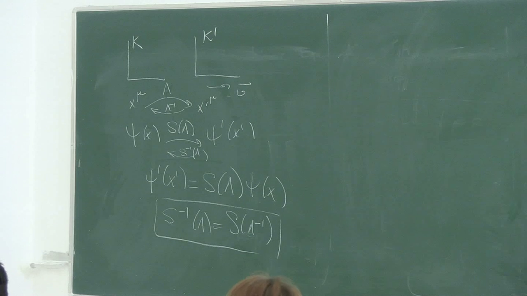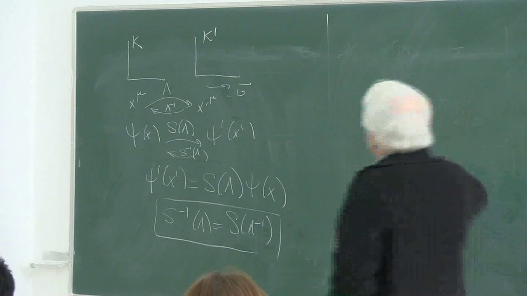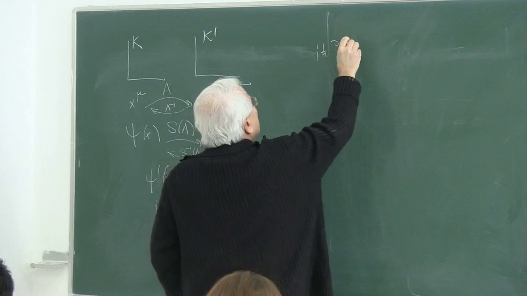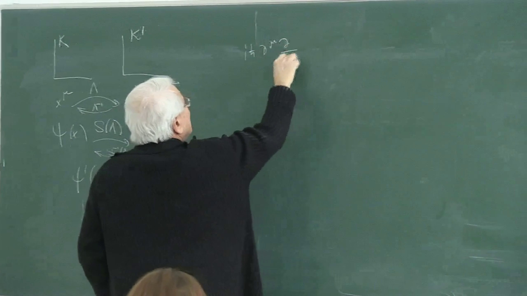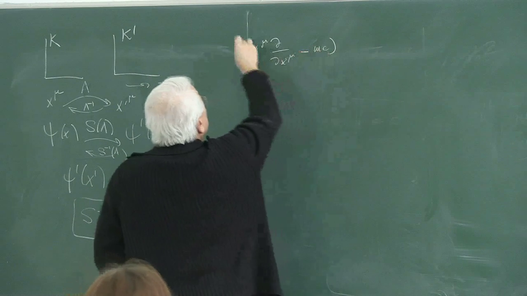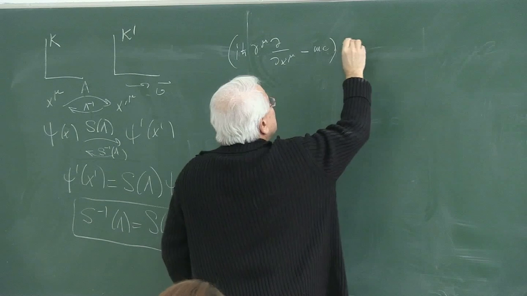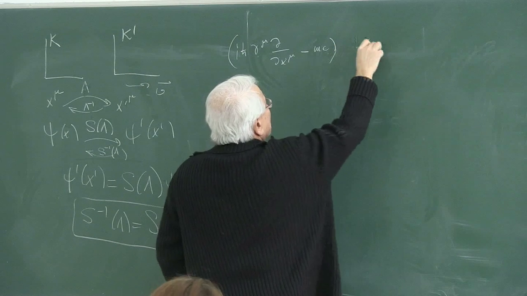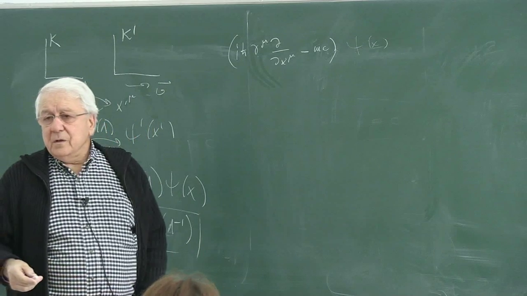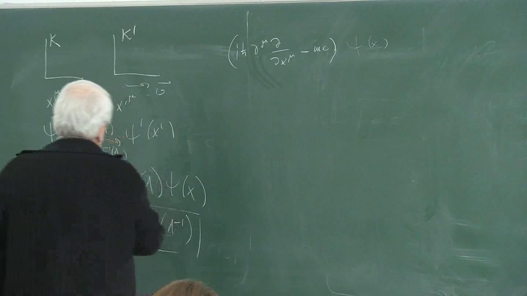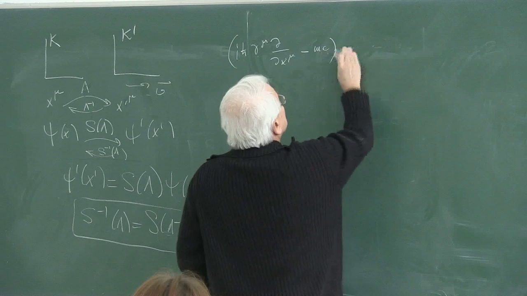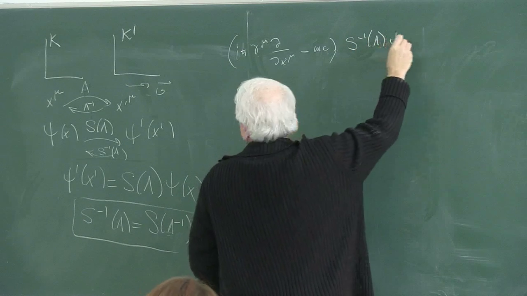Once that particular property is understood, then we can go ahead and see how I use those transformations to go from the unprimed to primed or primed to unprimed. Okay, let's go from unprimed to primed. I h bar gamma mu d dx mu minus mc psi of x. Here there was psi of x. I start with this and go to the primed one. So instead of psi, what do I write? I write S inverse psi prime of x prime.